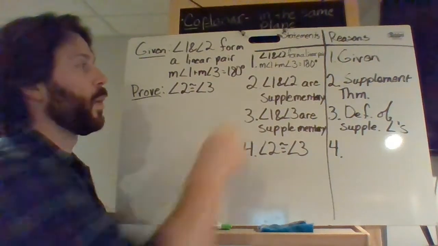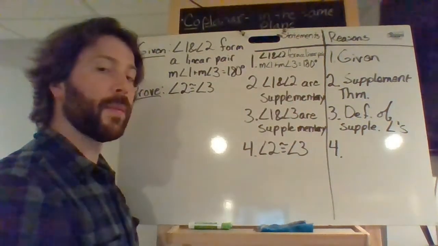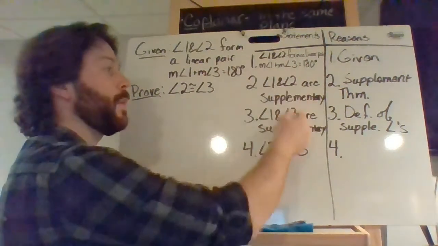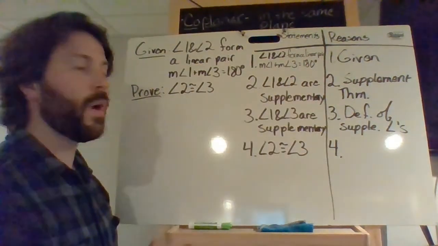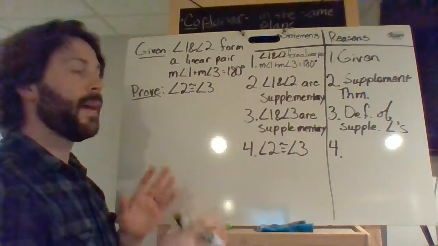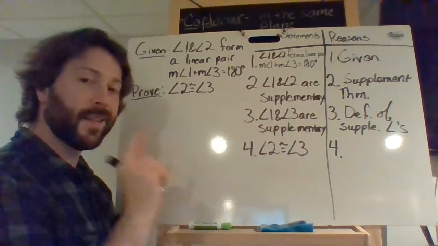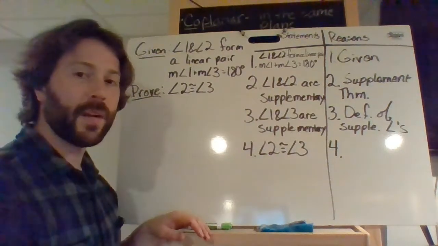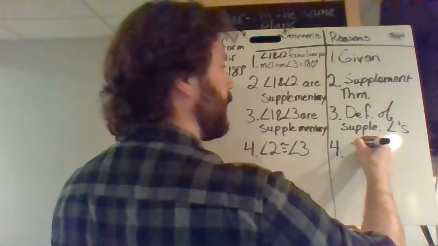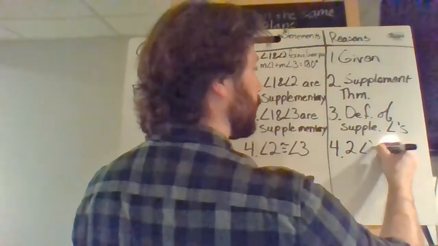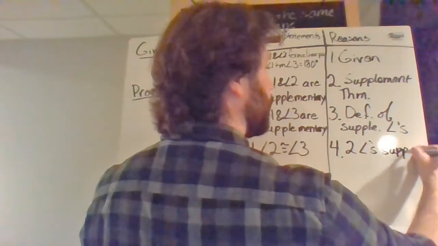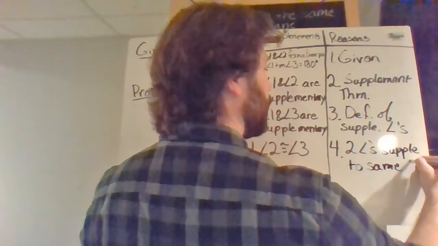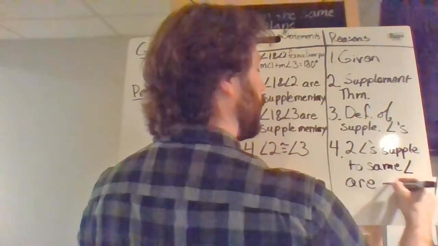Now we have angle 1 and angle 2 are supplementary. We have angle 1 and angle 3 are supplementary. So angle 2 and angle 3 are both supplementary to angle 1. Now what we just proved in that last one is that if two angles are supplementary to the same angle, then those two angles must be congruent. That's what we're trying to prove. We can use that reason: two angles supplementary to the same angle are congruent.